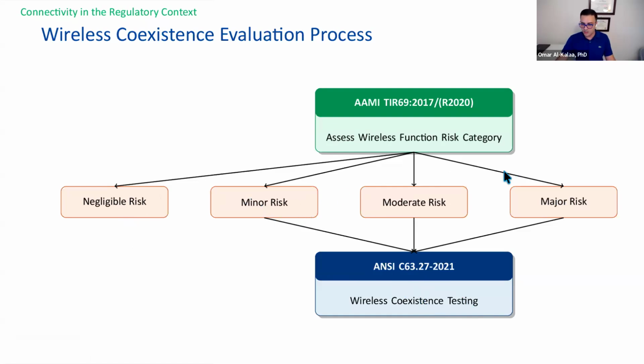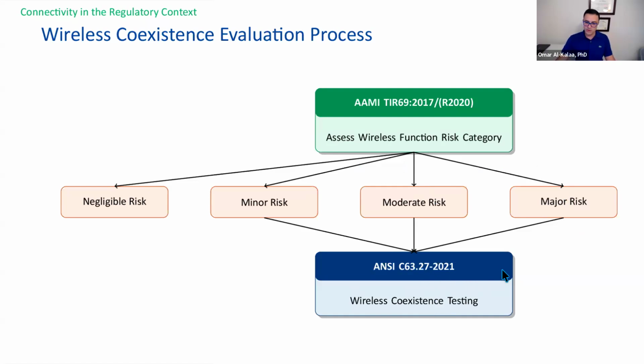And it increases in testing thoroughness. So the tests that you will be doing for a device with a minor risk wireless function are fewer and less exhaustive than the ones you do for a moderate risk. And those are less exhaustive than the ones you do for a major risk.